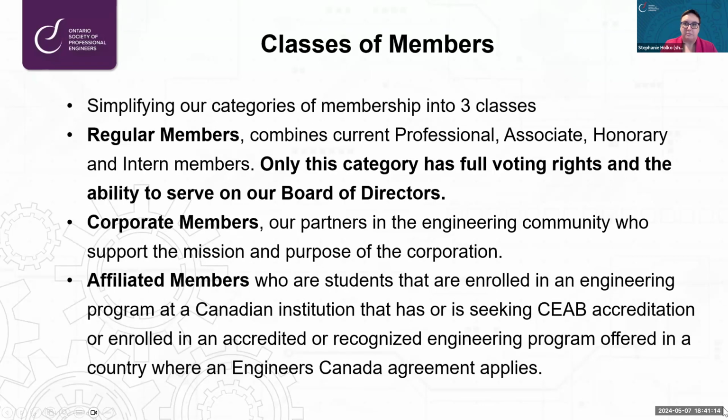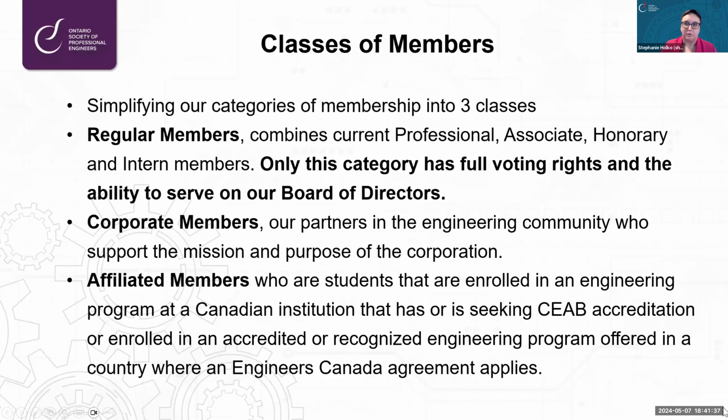With respect to the classes of members, we will be simplifying our categories of membership into 3 classes. First, regular members, which combines our current professional, associate, honorary, and intern members. This category combines all our current voting members into one class of membership. Only this category has full voting rights and the ability to serve on our board of directors.